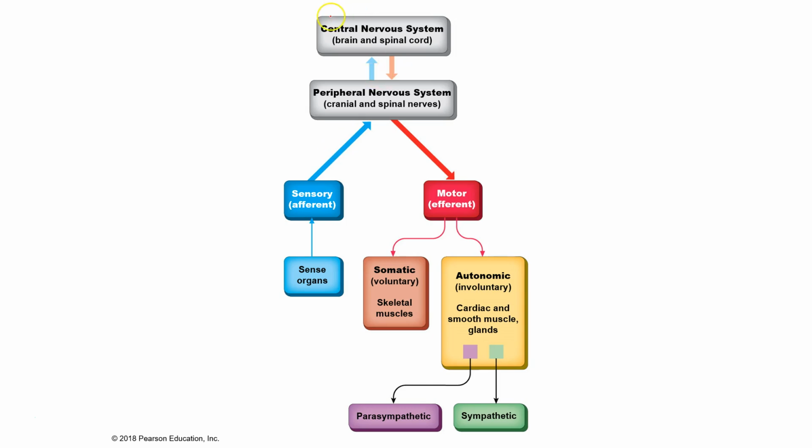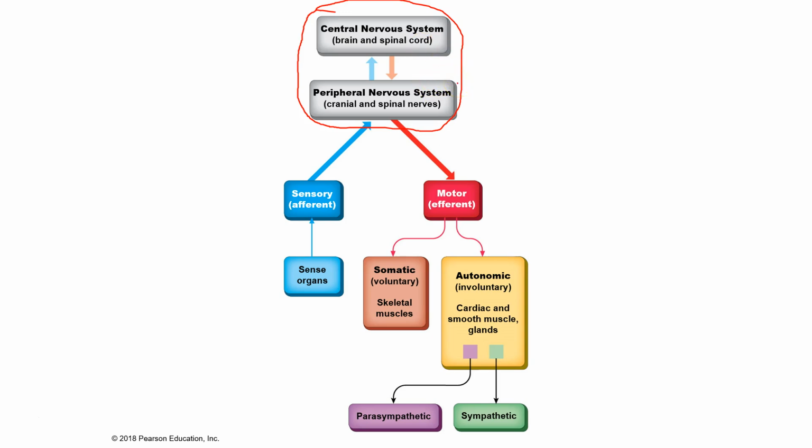So up here, we have the central nervous system and we have the peripheral nervous system. We categorize these 2 systems based on structures. The structures of the central nervous system, or the CNS, are the brain and spinal cord. Those are the structures that make it unique. The peripheral nervous system is the cranial nerves and spinal nerves. We group these 2 based on those structures.